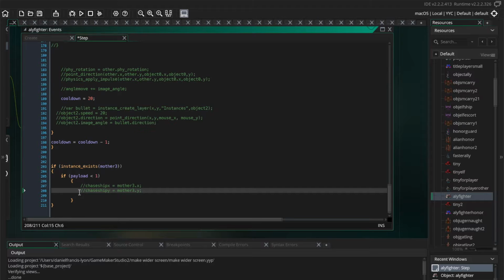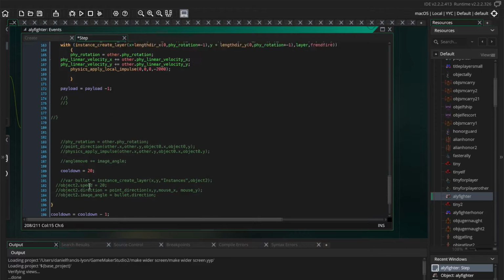Let's see. I really don't need this. This whole line of code I could just X out. This was my other plan, that when payload gets less than 1, the chase ship x equals mother.x. So basically this would make it chase the mother instead of chase the enemy. But I handled it differently.